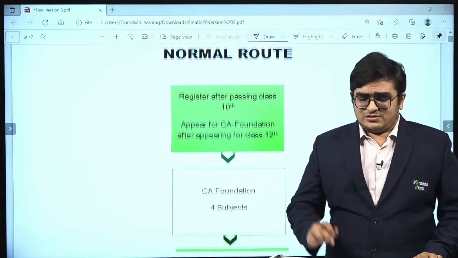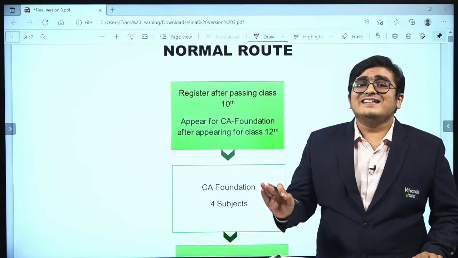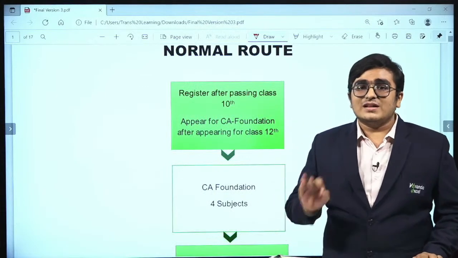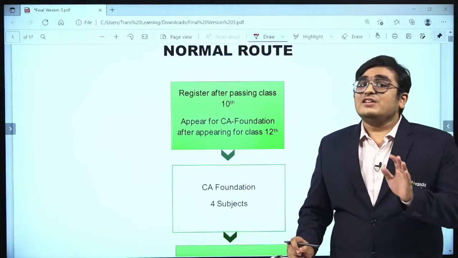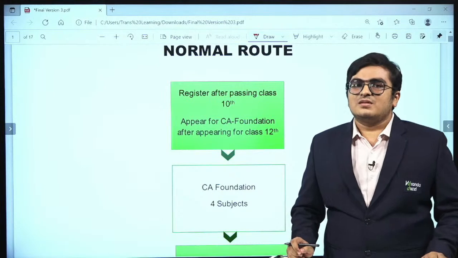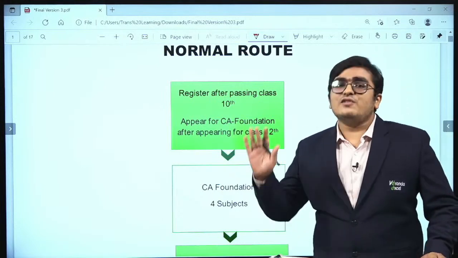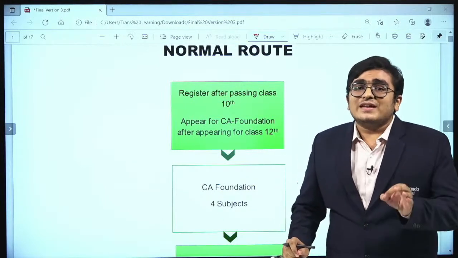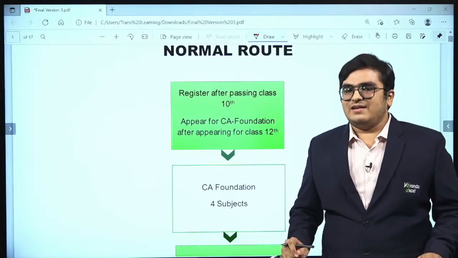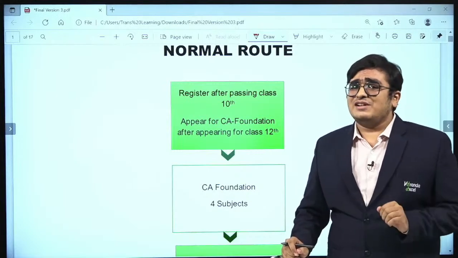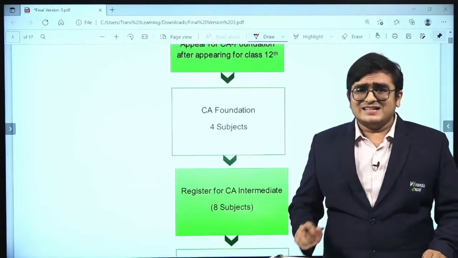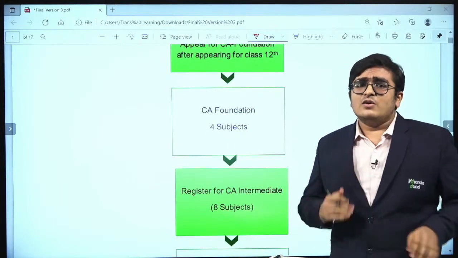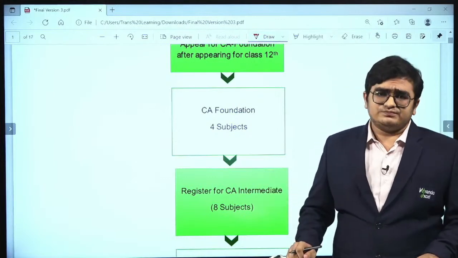You can register for the normal route after clearing your 10th class. Once you clear your 10th class, you can only register. Mind it, you can't give your exams. Only after you appear for your 12th exams, you can appear for your CA Foundation level. Now, CA Foundation has 4 subjects to begin with. The subjects, what are they? We'll look at it subsequently.